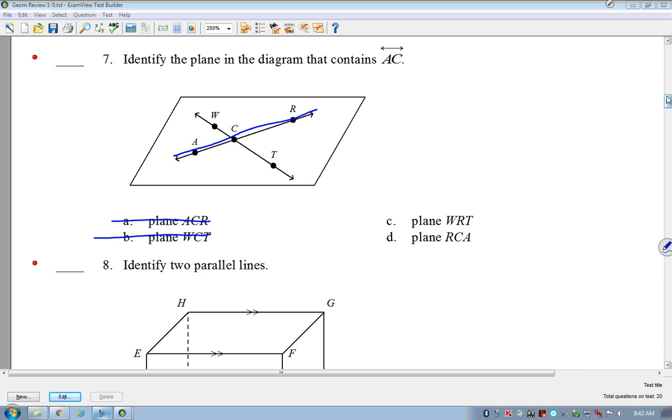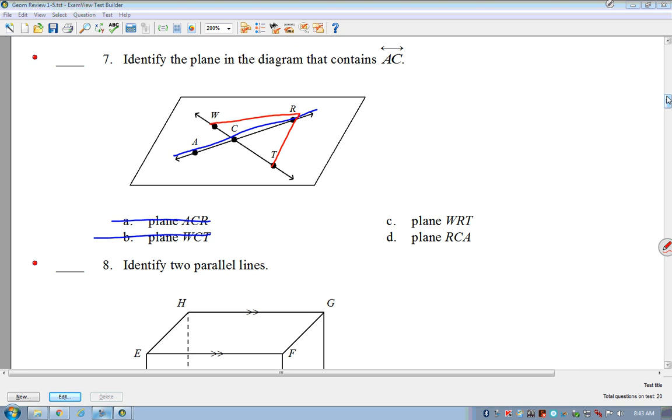And this one, I don't guess. Identify the plane in the diagram that contains AC. Technically speaking, WRT contains a point on that line. Technically speaking, it contains the line.